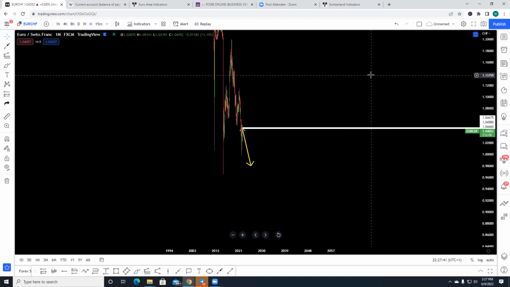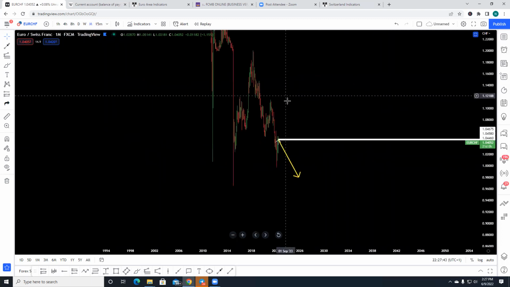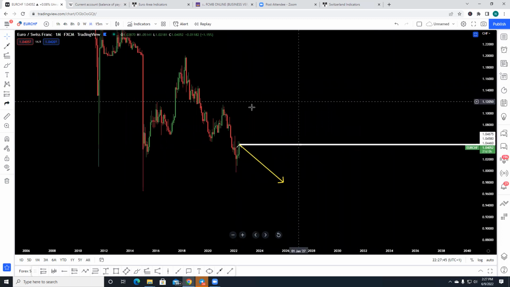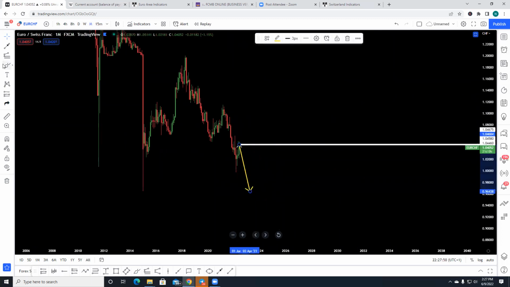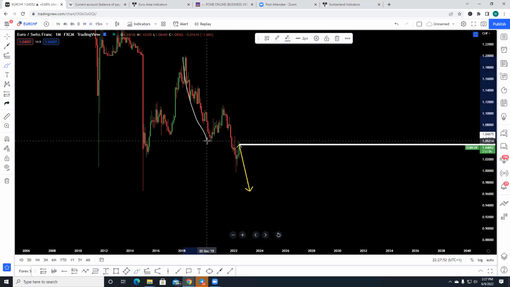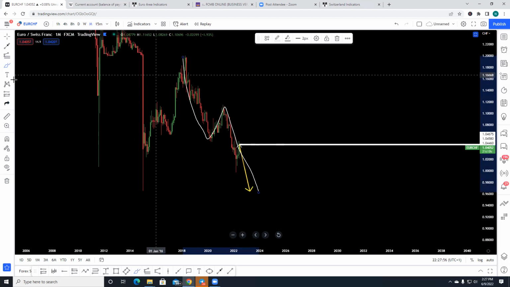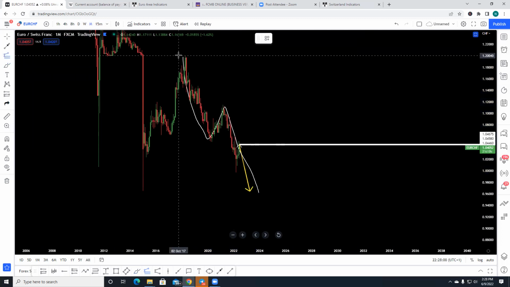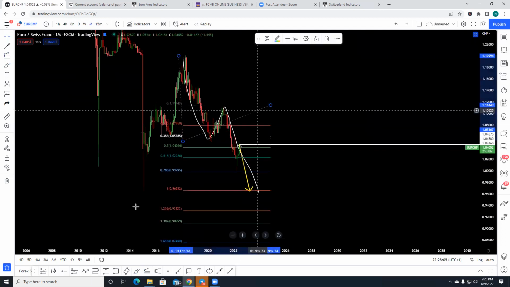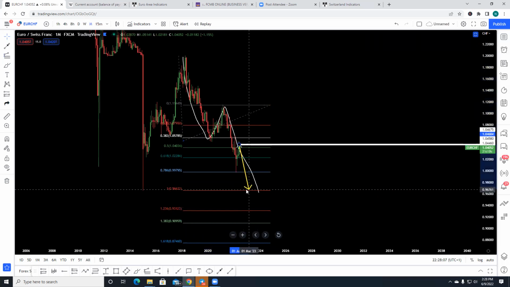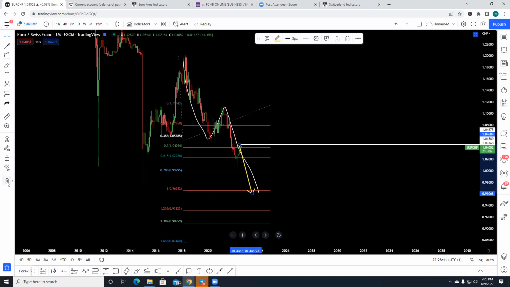Because by the time we hit this target, this wave here must be equal to this wave. Can you see? This wave must be equal to this wave, for it to make structural sense. And to measure the waves, you have to drop this here, drop this here, drop this here, exactly 100%. Look at it here, guys. That is the target for this trade.